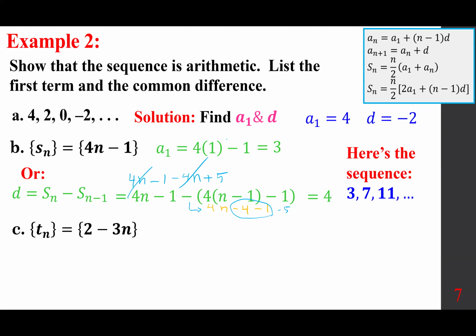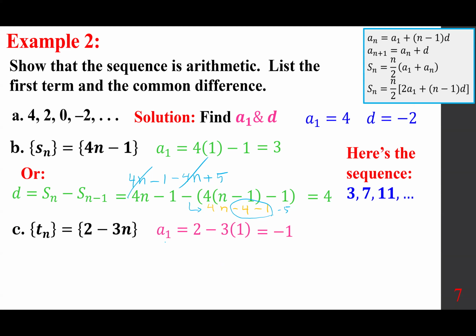T sub n is 2 minus 3n. Again, we're going to write a few of them. So starting with the first term, A sub 1, 2 minus 3 times 1. So 2 minus 3 is negative 1.